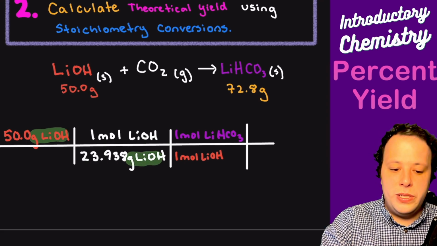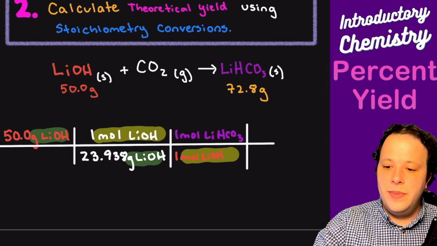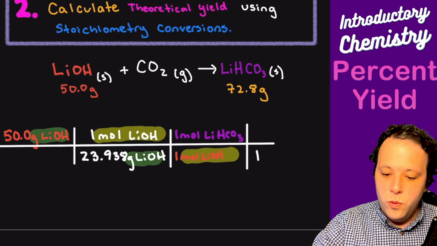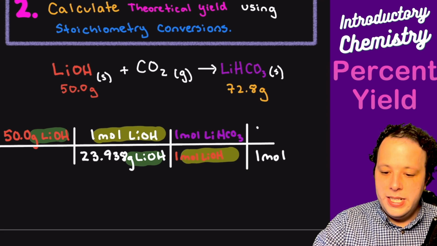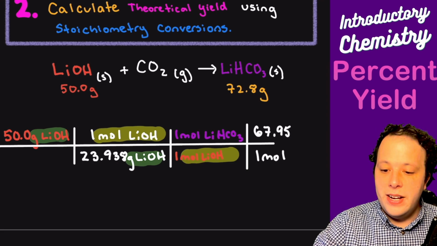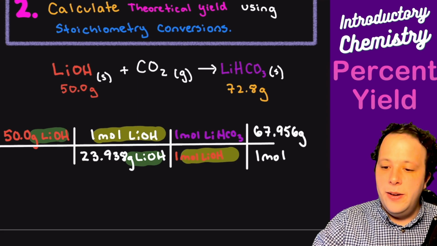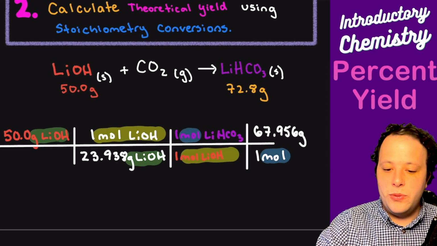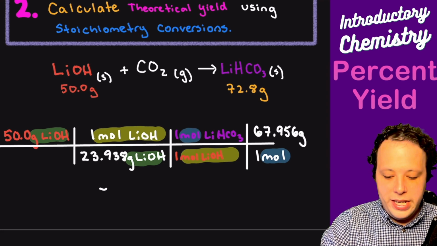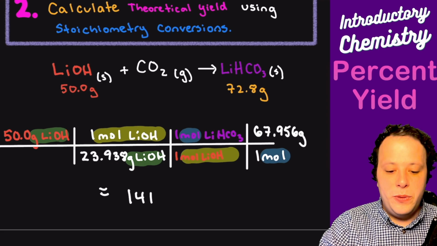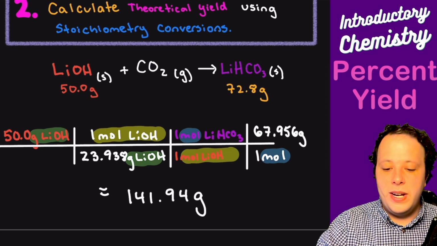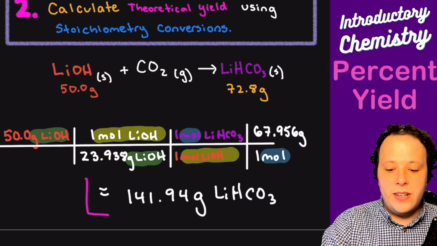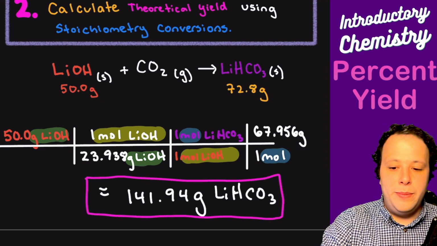And then moles canceled moles. All right, so our molar mass of lithium hydroxide is going to be 1 mole is equivalent to 67.956 grams. And we can see that, hey, these canceled as well. So 1 mole cancels 1 mole. And what we will get in the end is 141.94 grams of LiHCO3. So this is your theoretical yield that we have labeled in pink.